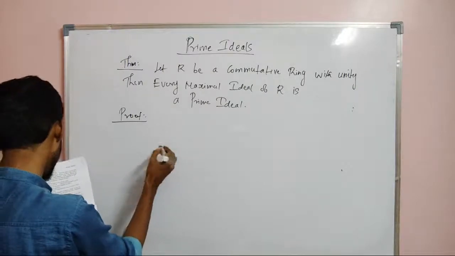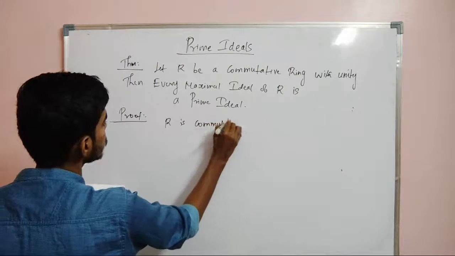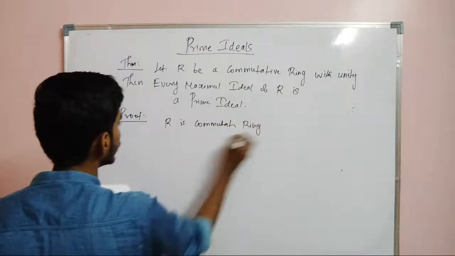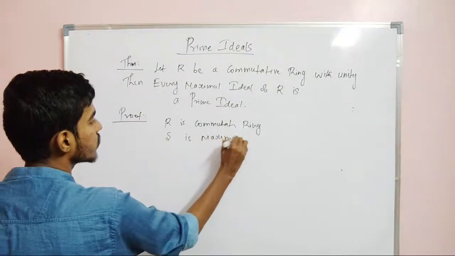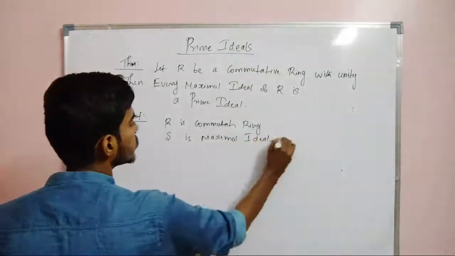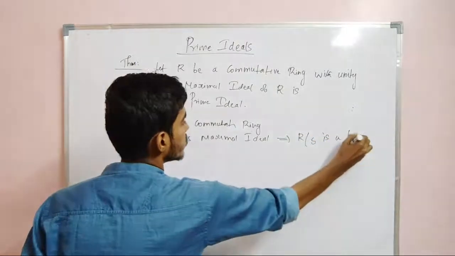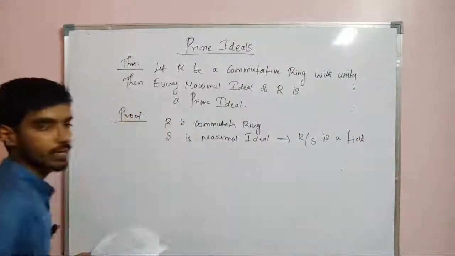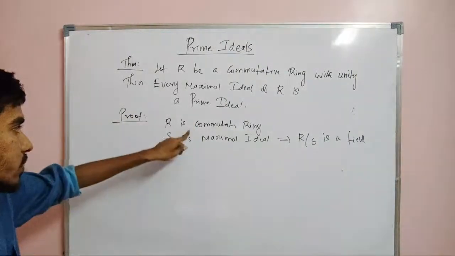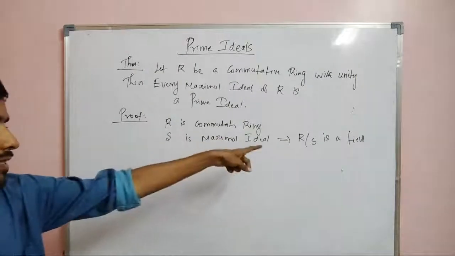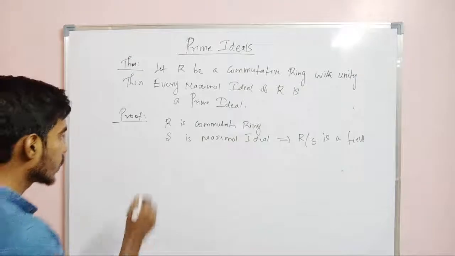Actually, we already know, right? This is a theorem that we proved in the previous class. If R is a commutative ring and S is a maximal ideal, this implies R/S is a field. This is an important theorem from the concept point of view. If R is a commutative ring and S is a maximal ideal, then the quotient ring R/S is a field, right? Now every field is an integral domain.